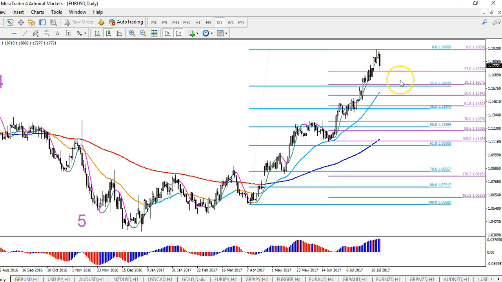For the moment, I'm expecting price, therefore, to find this downside. I would change that. It is possible that price, of course, could continue with the uptrend, but I would probably need to see price in a strong daily candle.